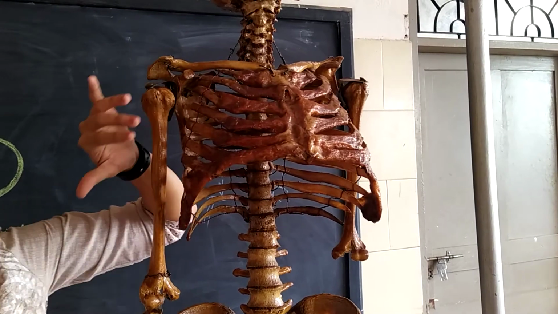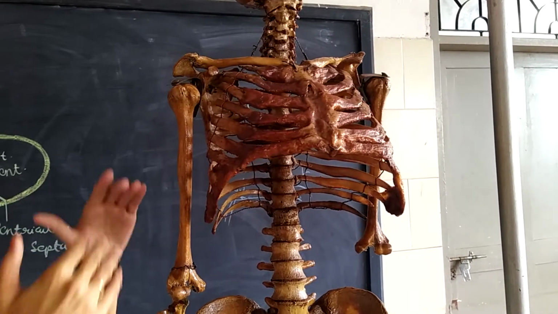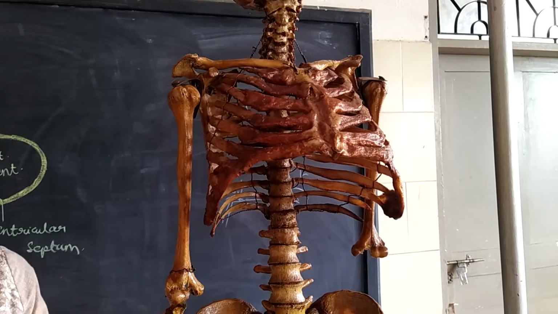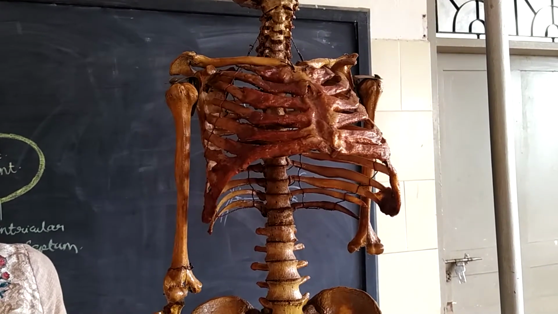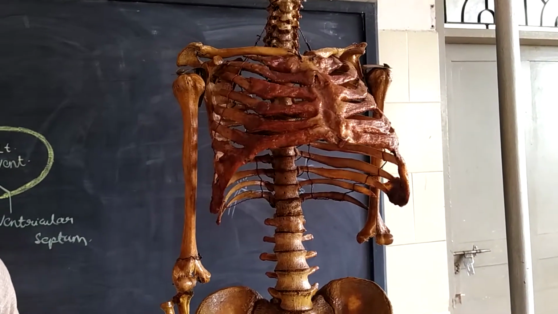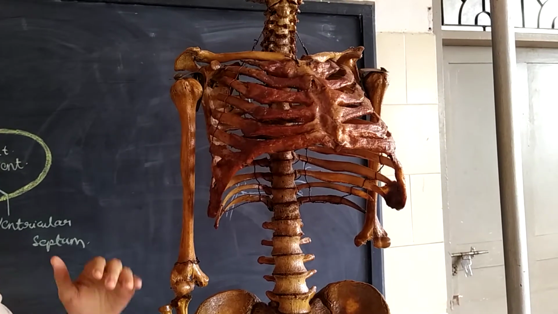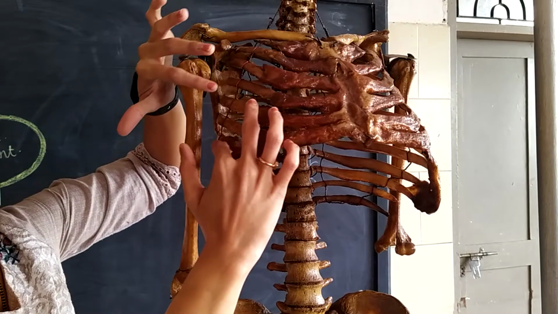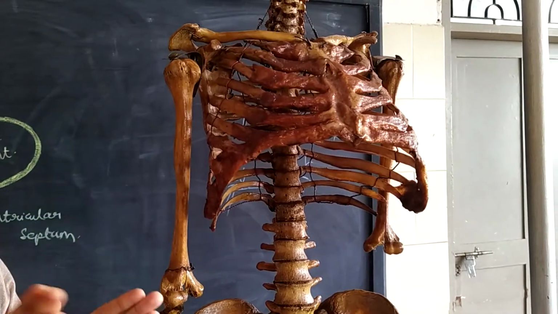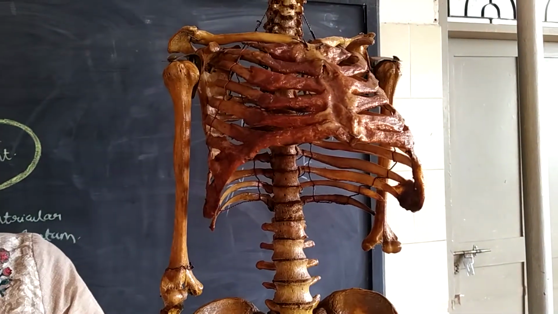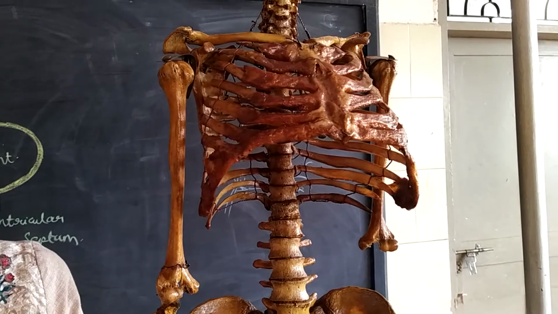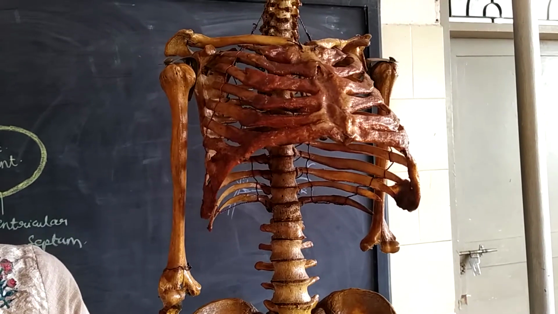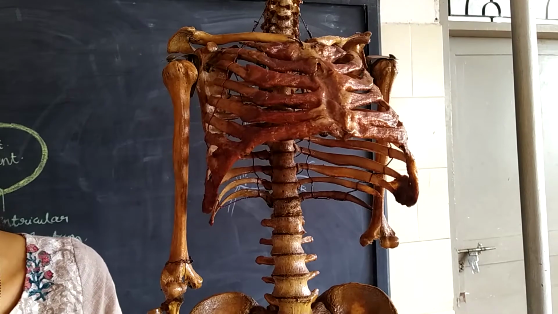Coming to typical and atypical ribs. When we see the ribs, if they have common features such that we cannot differentiate them from one another, they are called typical ribs. For example, the 3rd, 4th, 5th, 6th, 7th, 8th, 9th. So the 3rd to 9th ribs are called typical ribs because they have common features, and it is difficult to differentiate them from one another.